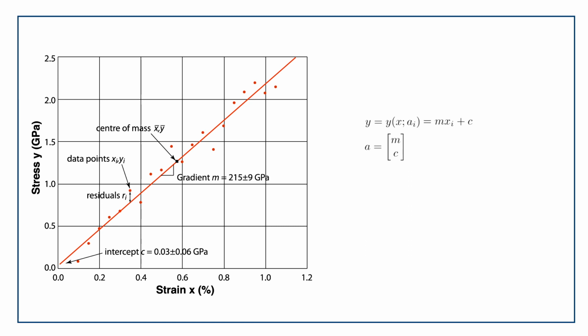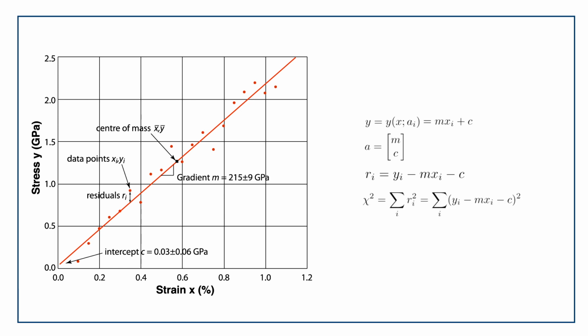So here I've plotted the optimal straight line for this data. It happens to have a gradient of 215 gigapascals (GPa) and an intercept of 0.3 GPa for c. I can also find the mean of x, x bar, and the mean of y, y bar, which are at the geometric centre of mass of that data set.